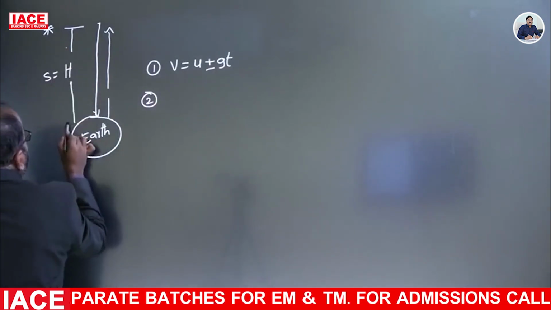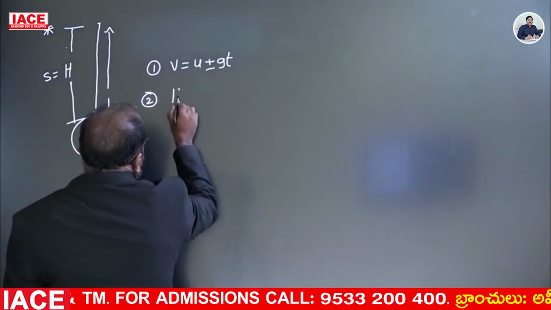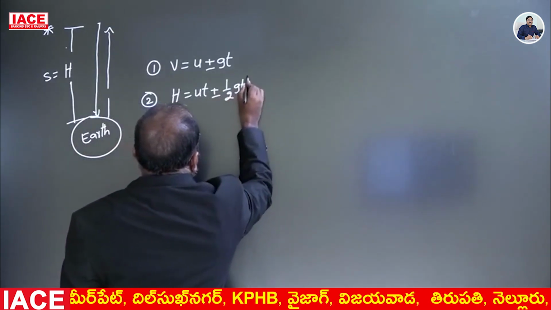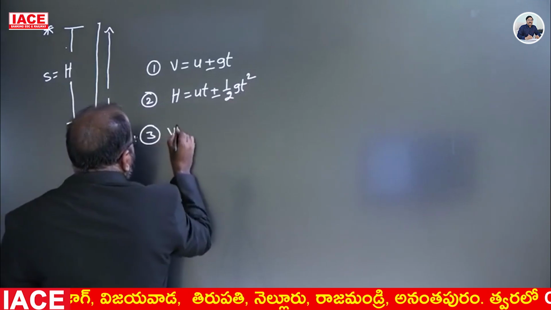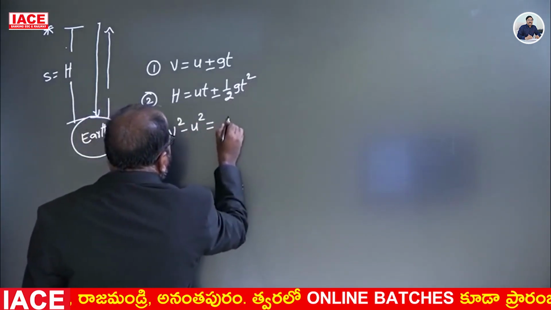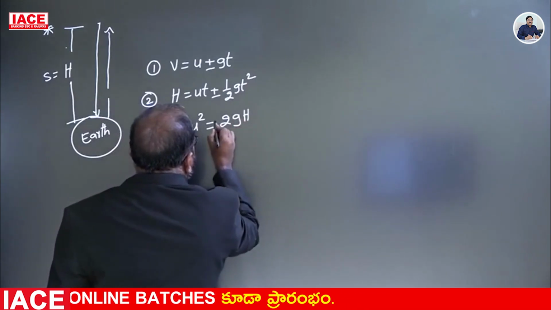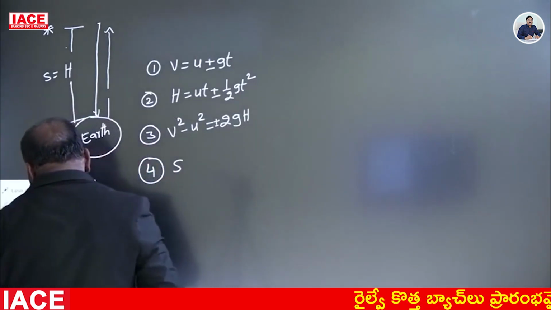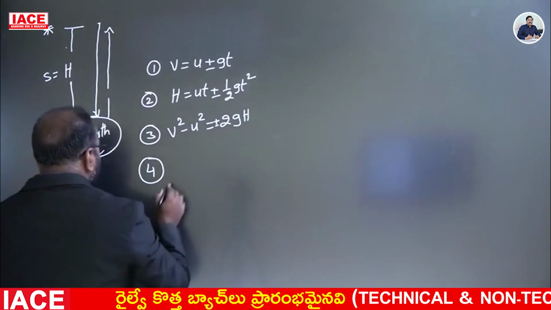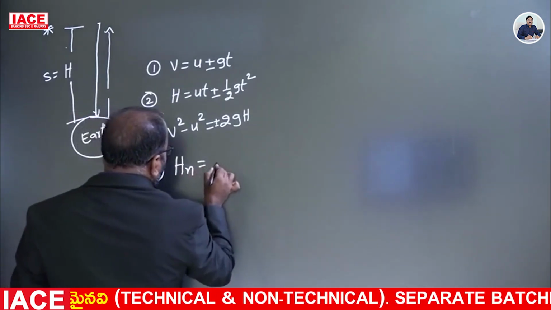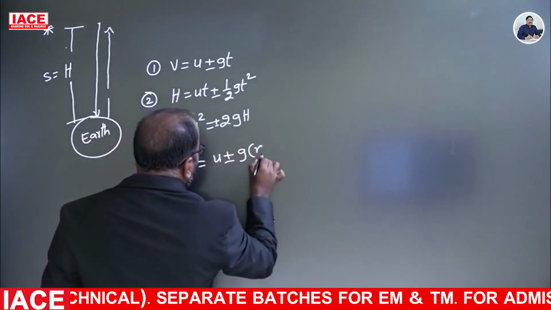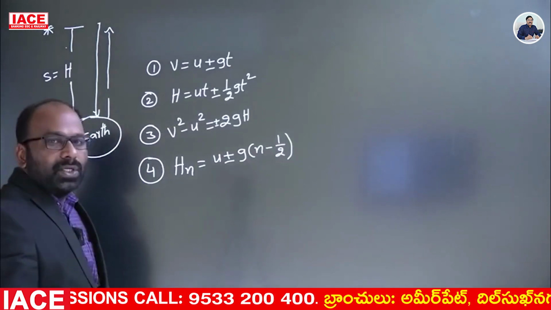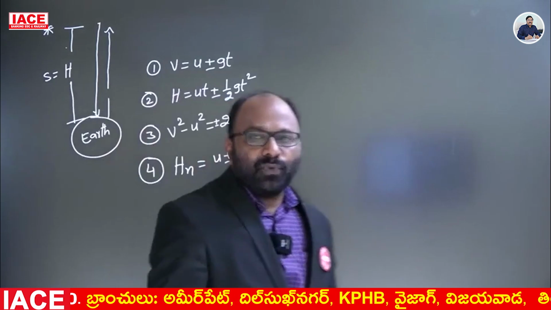Instead of displacement, we take the height. H is equal to UT plus or minus half GT square. Third one, V square minus U square is equal to 2GH, either plus or minus. Sn is nothing but Hn. Hn is equal to U plus or minus G into (n minus half). These are the kinematical equations of an object which is influenced by the gravitational force of attraction.